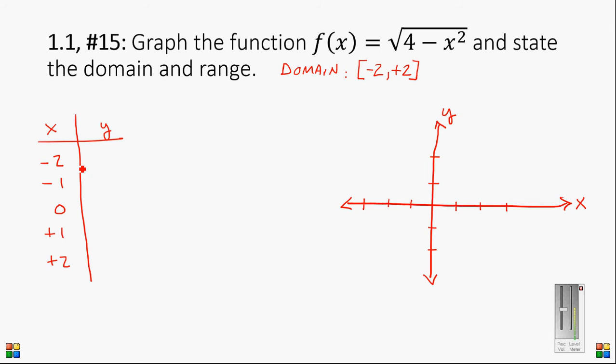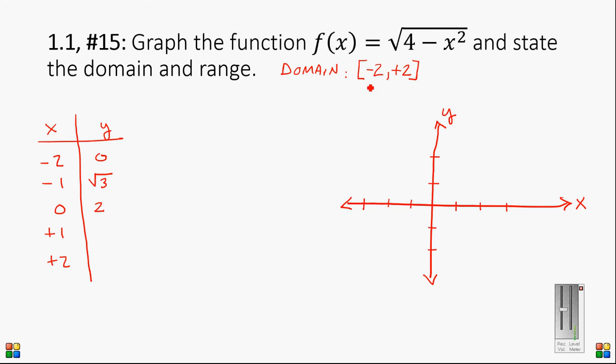So if I take negative 2 as my first variable, so f of negative 2, everywhere I see x, I plug in negative 2. Negative 2 squared is 4. 4 minus 4 is 0. That's easy enough. And then I'll do negative 1. Negative 1 squared is 1. 4 minus 1 is square root of 3. And then 0. 0 squared is 0. 4 minus 0 is 4. Square root of 4 is 2.